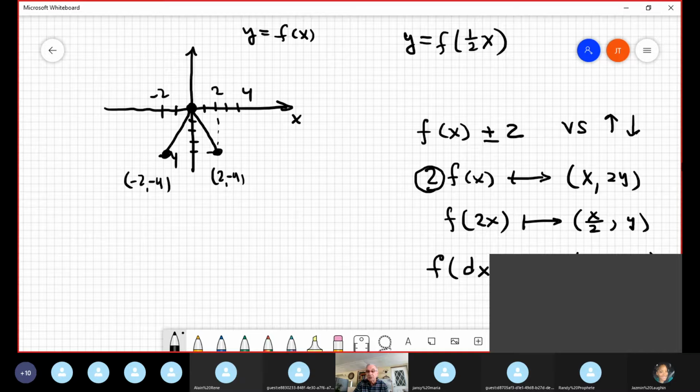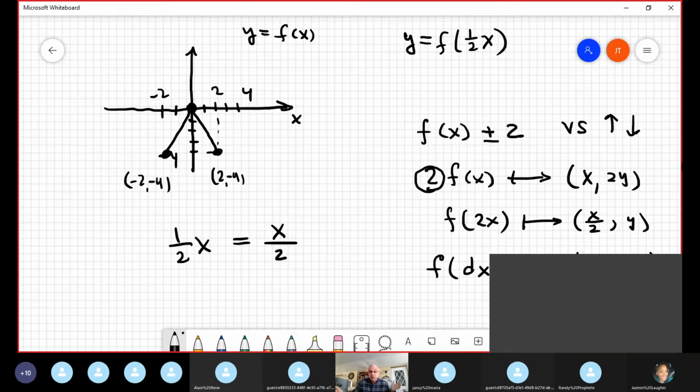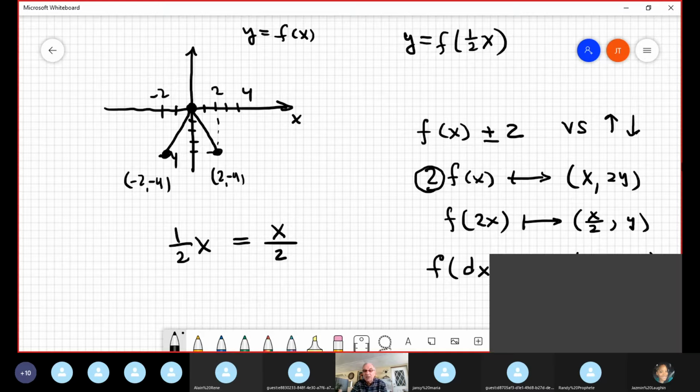Fraction and multiplication, then no fraction. A division, because 1/2 x is equivalent to x divided by 2. Yes or no? When you multiply by 1/2, it is equivalent to dividing by 2. Therefore, what is the conclusion? What do you think happened in this transformation? What is the categorization of this transformation? In other words, what is the name?